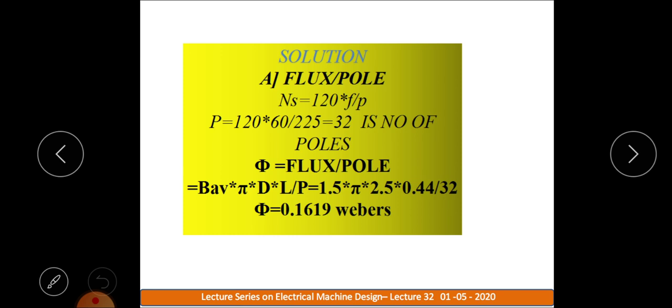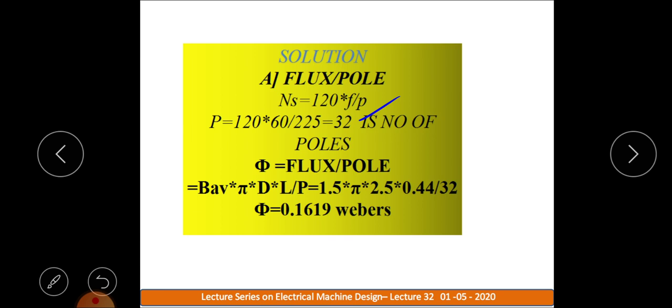So first, flux per pole we are interested to identify. So the fundamental equation is N equal to 120F divided by P. So P equal to 120 into 60 divided by 225. 225 is the RPM of the machine, and frequency is 60 Hz. So 32 we are going to obtain as the number of poles. The number of poles identified is 32.